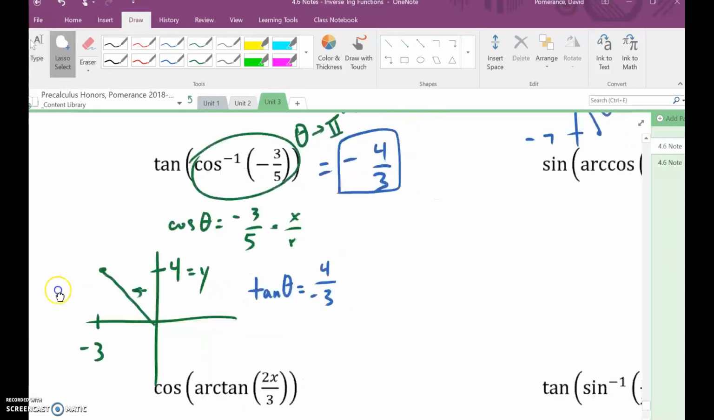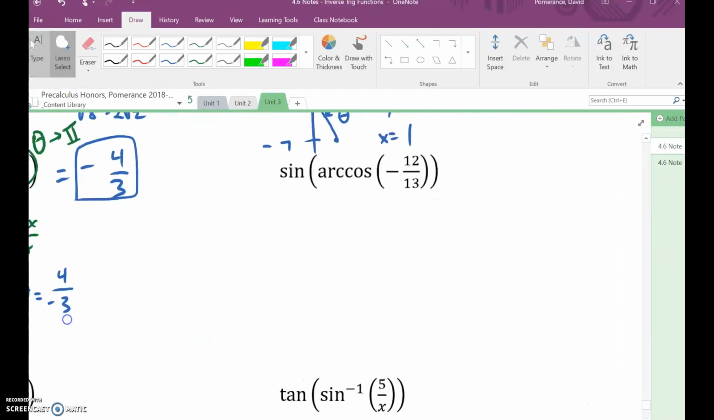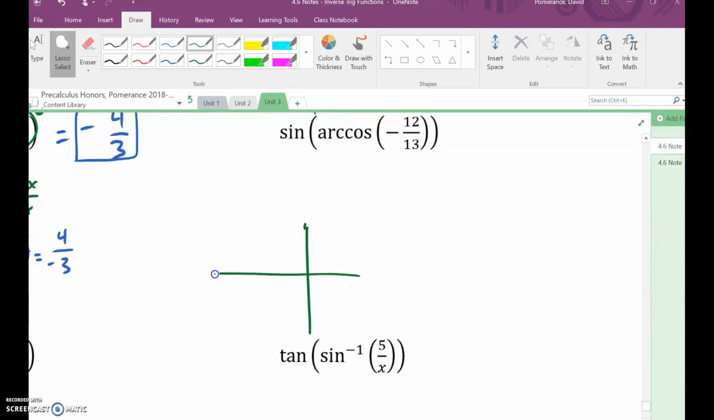So, yeah, just pay attention to the quadrant you're in. Once again, this is an arc cosine problem, so we're looking at either quadrants 1 or 2. Since it's negative, we're in quadrant 2. X equals the 12, and r equals the 13. In quadrant 2, x is negative, so we've got a negative 12 and a positive 13 for the hypotenuse, the r value.